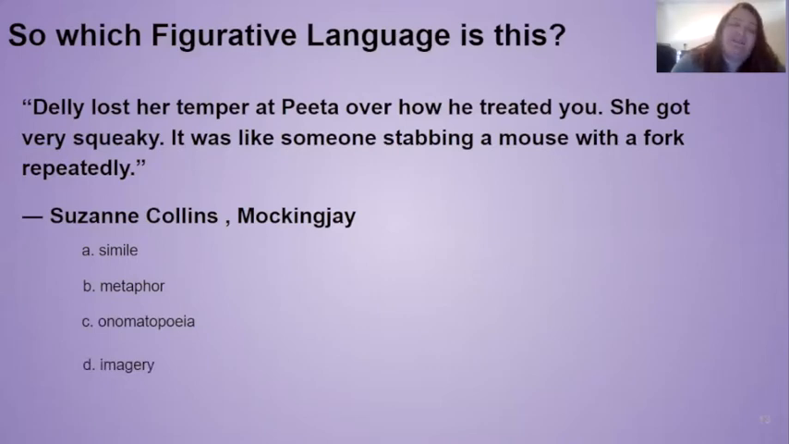Well, we have the word squeaky there, but we don't have the word squeaky when we're talking about the stabbing right in that sentence. So I'm actually going to eliminate onomatopoeia. Let's see. Well, I can picture in my mind, so could it be imagery? But again, didn't I say it has to evoke more of one of the five senses? So we can get rid of imagery. We're looking at a comparison. It was like someone stabbing a mouse with a fork repeatedly. Wait a minute. It was like, well, it can't be a metaphor. It must be a simile. Got that?